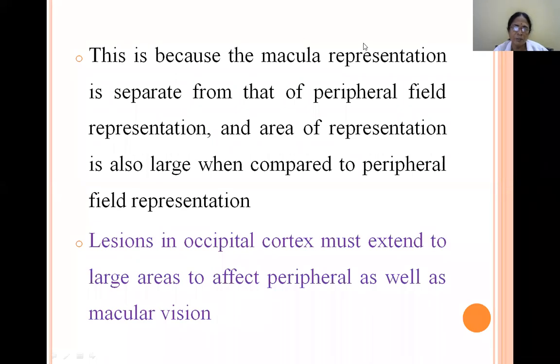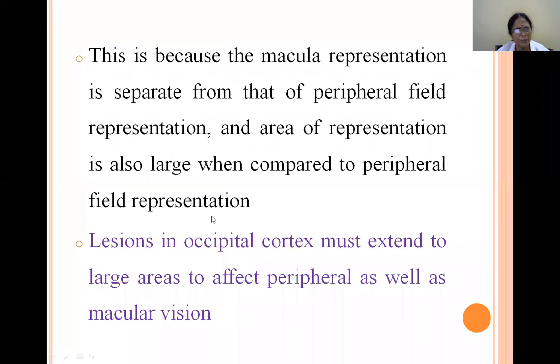In the occipital cortex, the visual field areas are there. Therefore, the area of representation of peripheral field is less when compared to macular representation. Hence, macular representation is not easily damaged. First, peripheral vision goes. Therefore, if macular vision also has to be affected, the lesion must extend to a vast area in the occipital cortex.